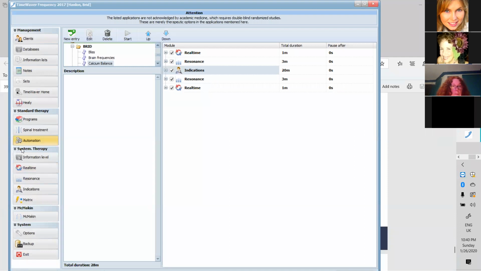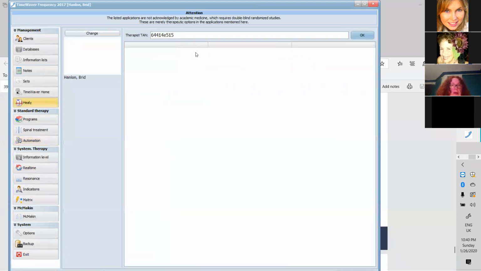And then I go to the Healy section of the software, and I ask her to switch on her Healy. Obviously, with the app on her phone, she goes into menu and she finds the therapist TAN, reads out the therapist TAN, which changes, by the way, every half hour or so. She reads out the therapist TAN. I type it in and then I click OK.